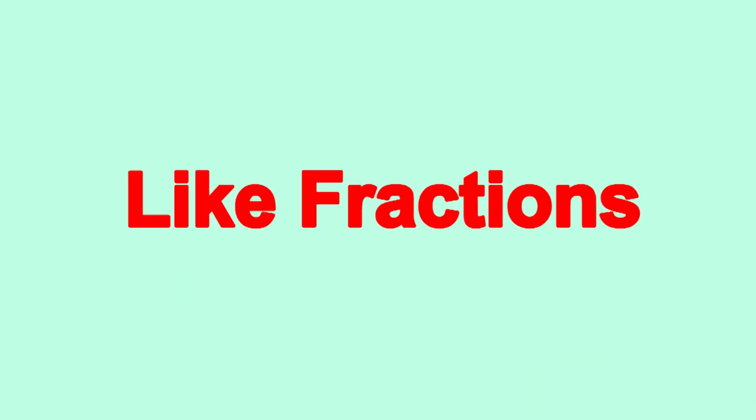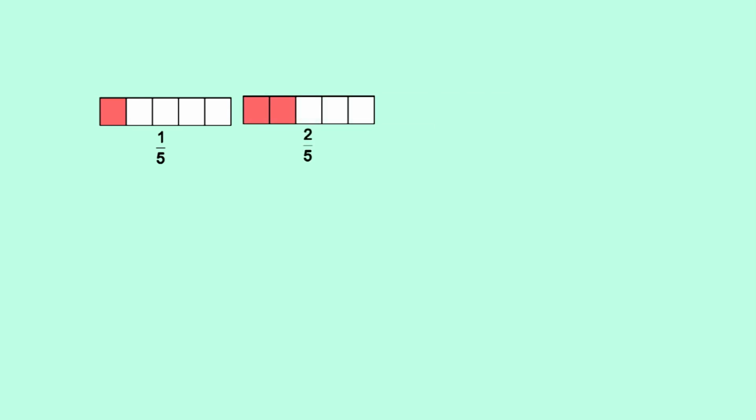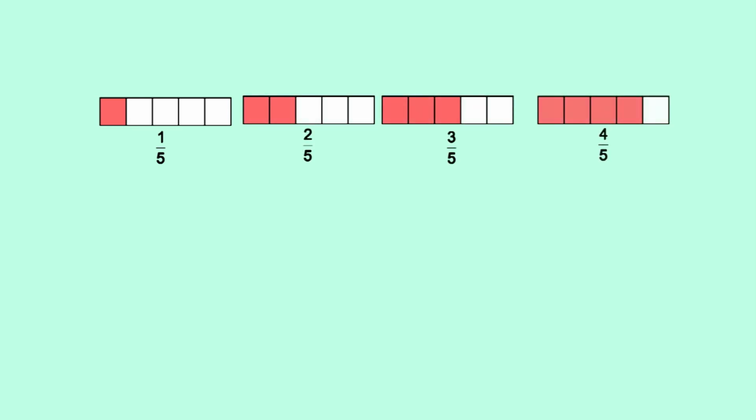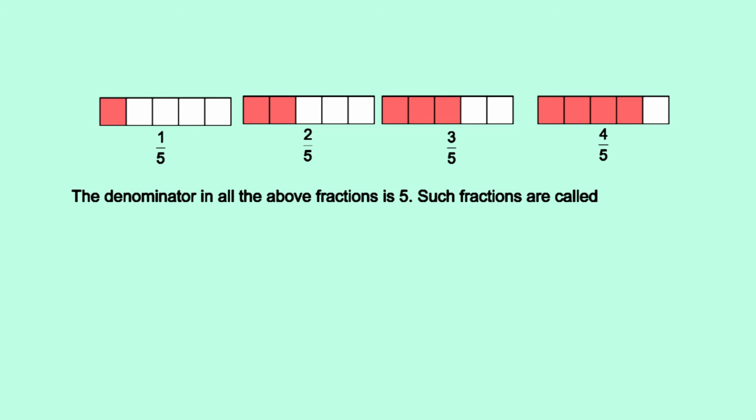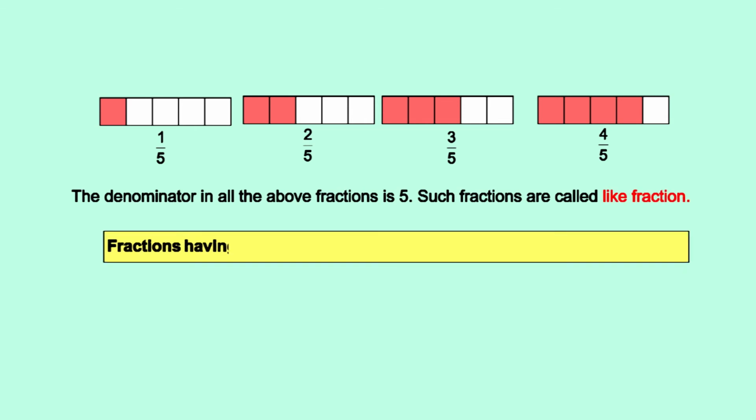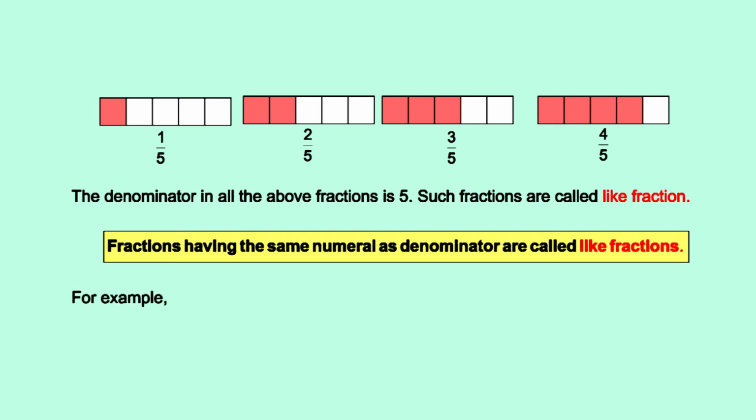Like fractions. 1 by 5, 2 by 5, 3 by 5, 4 by 5. The denominator in all the above fractions is 5. Such fractions are called like fractions. Fractions having the same numeral as denominator are called like fractions. For example, 3 by 8, 1 by 8, 5 by 8, 6 by 8, 4 by 8, etc. are all like fractions.